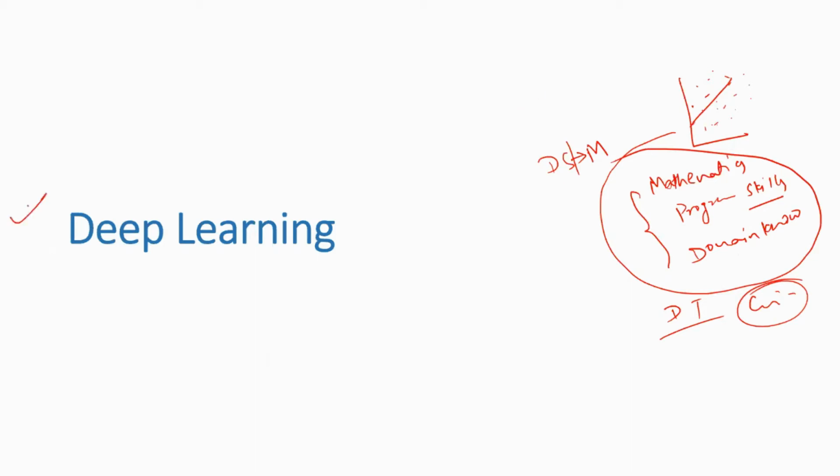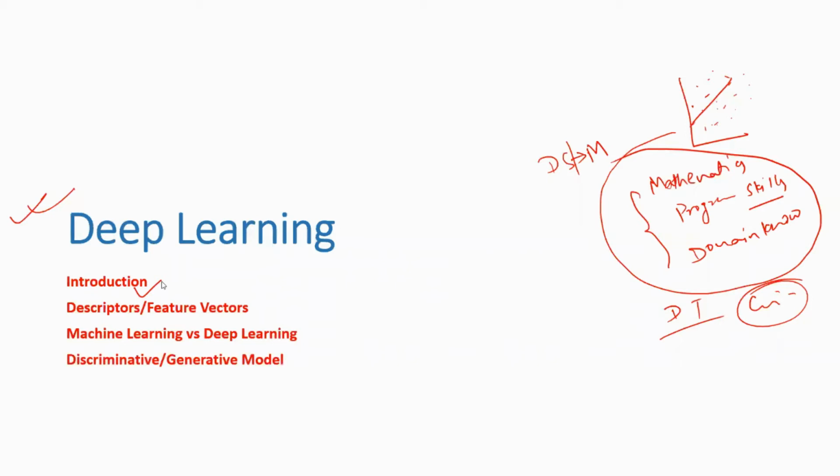While starting deep learning, guys, first we will look at the introduction. Initially, we will look at the very introduction of deep learning or machine learning. After that, we'll discuss descriptors or feature vectors. After that, we will see how machine learning is different from deep learning. Now we will learn discriminative or generative models. After that, we will see some challenges in deep learning. And finally, we will look at some feature descriptors. These things are planned for today, not the entire deep learning. Whenever we meet next weekend, we'll see some more concepts.